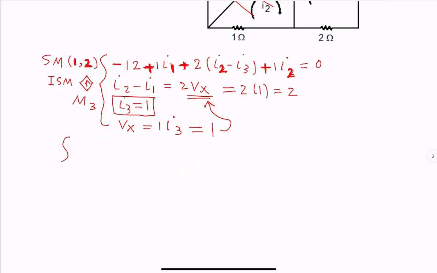Simplifying, we have I1 plus 3I2 equal to 12 plus 2I3, in other words 14. Second equation, negative I1 plus I2 equal to 2.